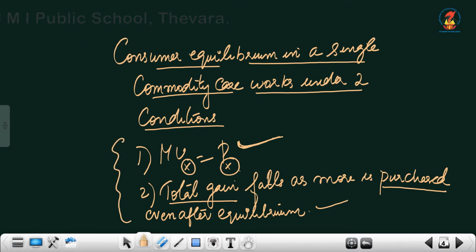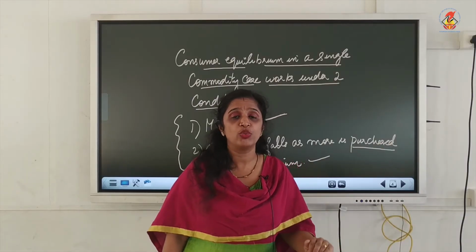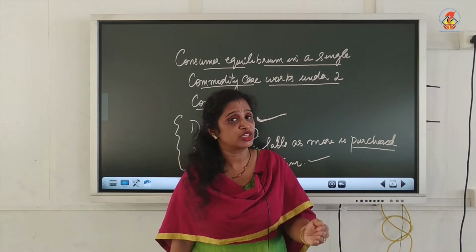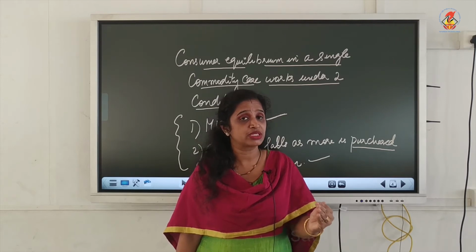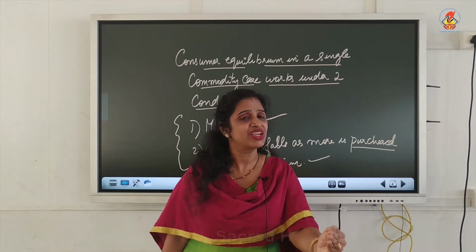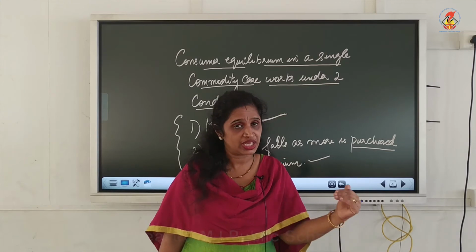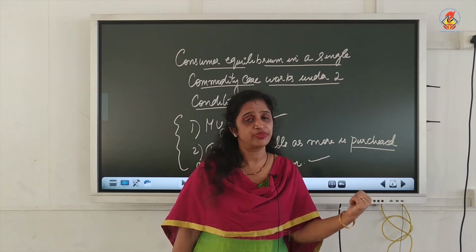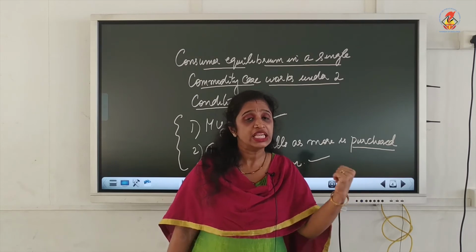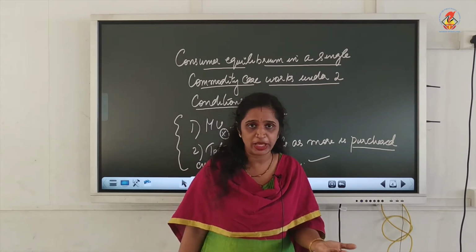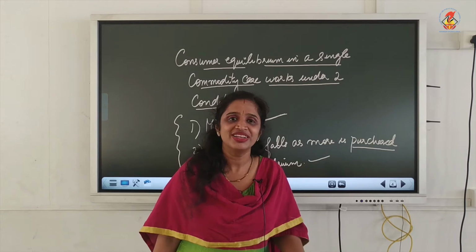So, the two conditions required for consumer equilibrium in a single commodity case are that MUX should be equal to PX, and the total gain will fall when more is purchased even after the consumer reaches equilibrium. You know what consumer equilibrium is, right? A consumer equilibrium is a state where the consumer reaches maximum satisfaction and after that does not want to change his consumption pattern. So, here the total gain falls when the consumer purchases even after he reaches his equilibrium. Obviously, even after the consumer has reached equilibrium, if he purchases again, total gain will fall.